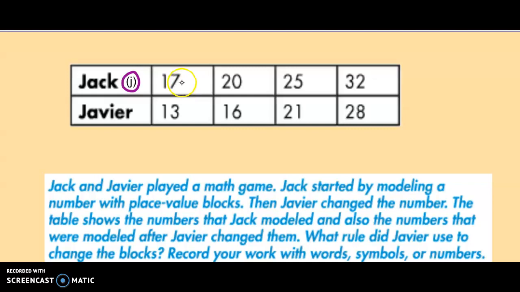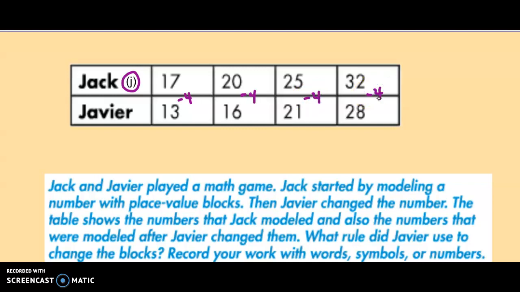Jack had 17, and then Javier changed it to 13. Jack had 20, Javier changed it to 16, and it continues down through here. So we have to look at this. Is there a consistent pattern? When it was 17, to get to 13, he took 4 away. Let's check here. 20 to 16, oh, that is minus 4 also. 25 to 21, minus 4. And then the pattern continues.